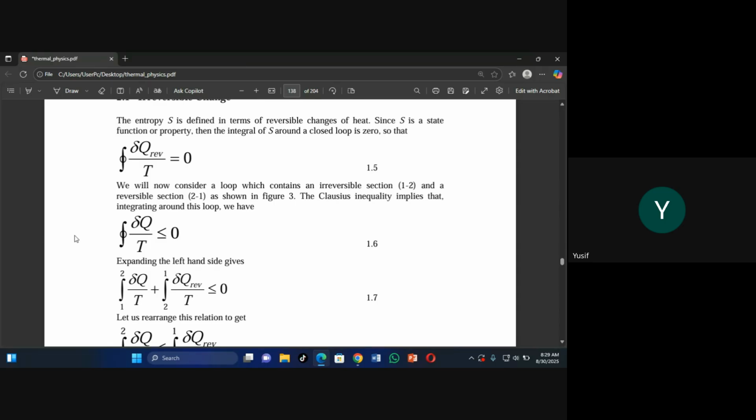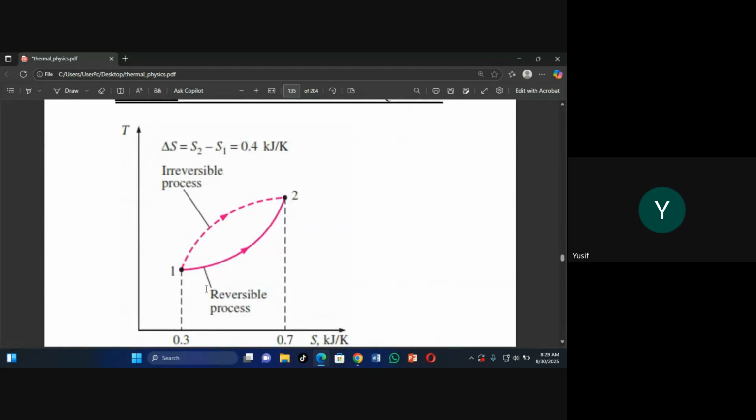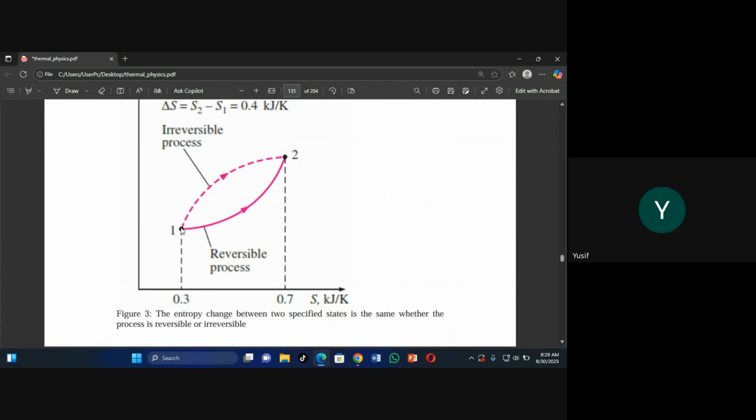Now let's try to expand the left-hand side. When we expand the left-hand side, we have the integral of dQ over T from 1 to 2 plus that of the return path. If you take this loop, it's the same as integrating from here to here plus integrating from here to here, even though it's a cycle. Why is that? Because for a cycle, the beginning and the end are always the same. So if we add the integral from this point plus that of this point, we have to get 0.